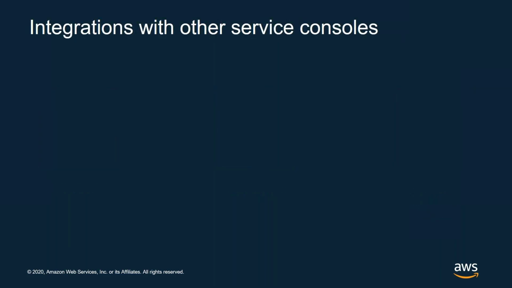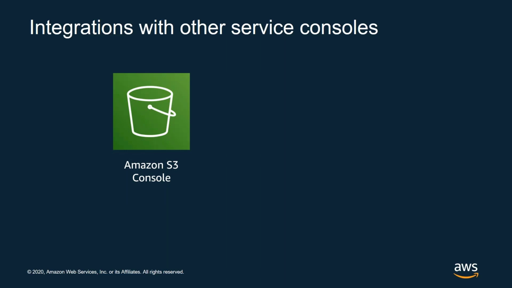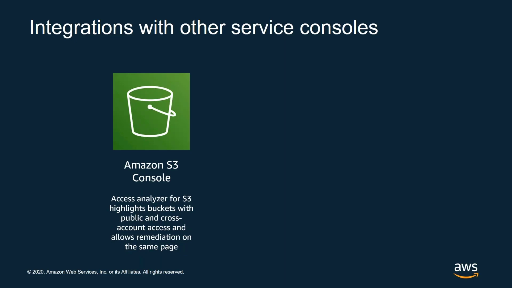All right, we also have integrations with other service consoles, and the goal really is for users with a specific persona to be able to get information provided by IAM Access Analyzer closer to where they're taking the action. One example is the Amazon S3 console. You might have seen on the side nav in the S3 console an option called Access Analyzer for S3. It uses IAM Access Analyzer as an input, highlighting buckets that allow either public access or cross-account access, and helps you remediate on the same page by using S3 features such as block public access, or you can also use the S3 console to update bucket policies or ACLs and resolve these findings.